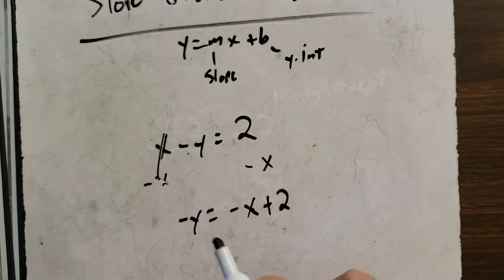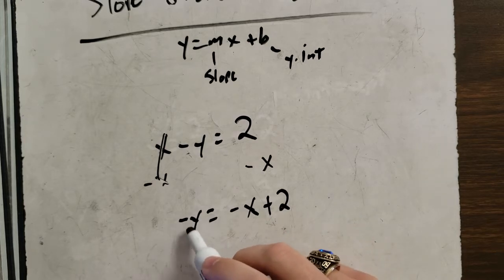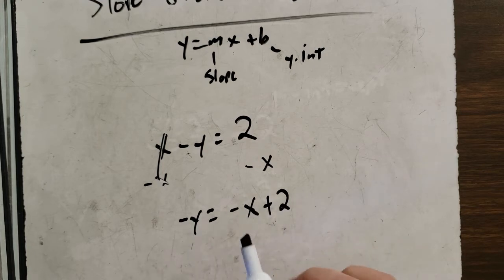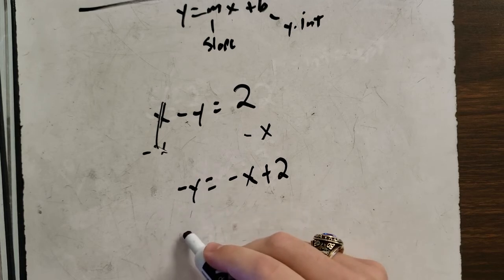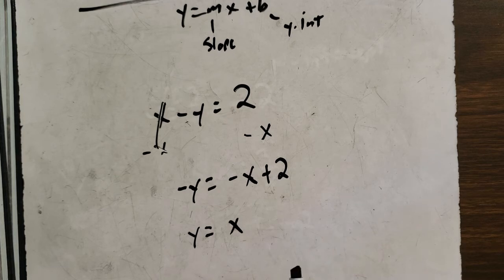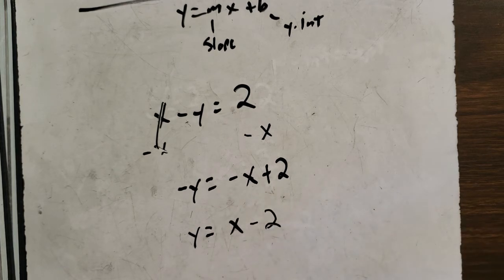Our second step is to make sure the y is by itself. Now we have a negative in front of the y. We can't have that negative there. So what we do is we flip our signs. We flip this to the positive, and then we flip the signs over here to whatever the opposite is. So if we have a negative y here, we turn that to a positive y. Our negative x becomes a positive x, and our positive 2 becomes a negative 2. So I just flipped our signs, divided by negative 1. Flipped our signs. So now our y is by itself.